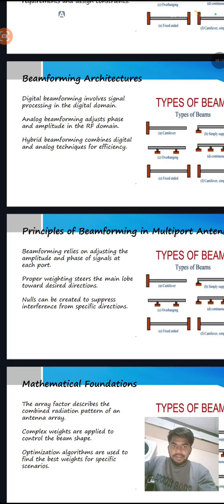Principles of beamforming in the multiport antenna. Beamforming relies on adjusting the amplitude and the phase shift of the signals at each port. Proper weighting steers the main lobe towards desired directions. Nulls can be created to suppress interference from specific directions.